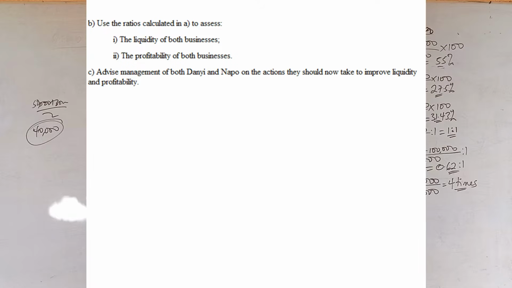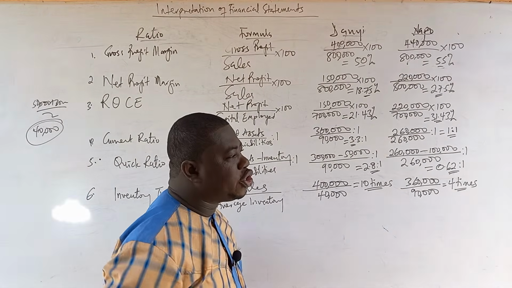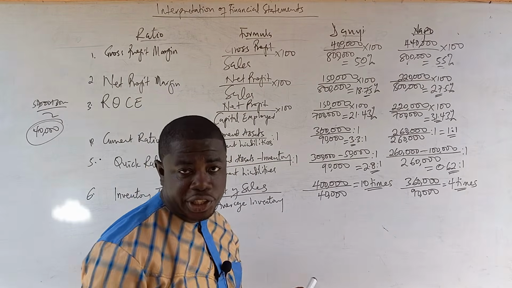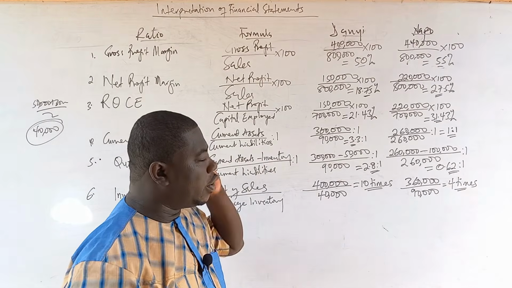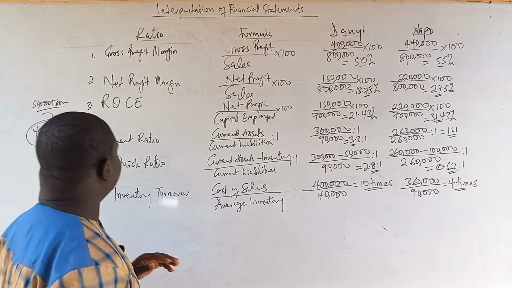Now, the second requirement, B, is to use the ratios calculated in A to assess (i) the liquidity of both businesses, and (ii) the profitability of both businesses. So let us first do that of the liquidity. The assessments we are going to make on the liquidity are just observations at this level, just observations. So we are analyzing the liquidity first.